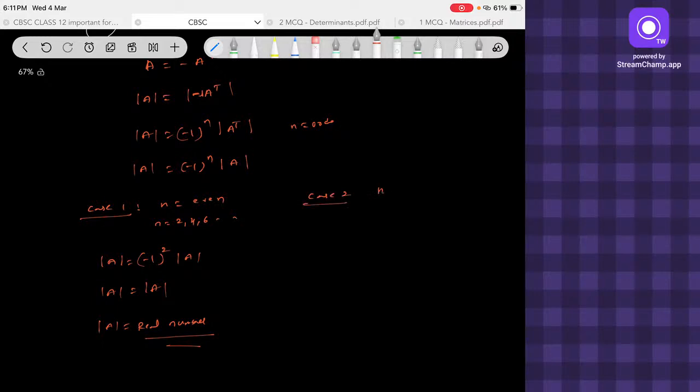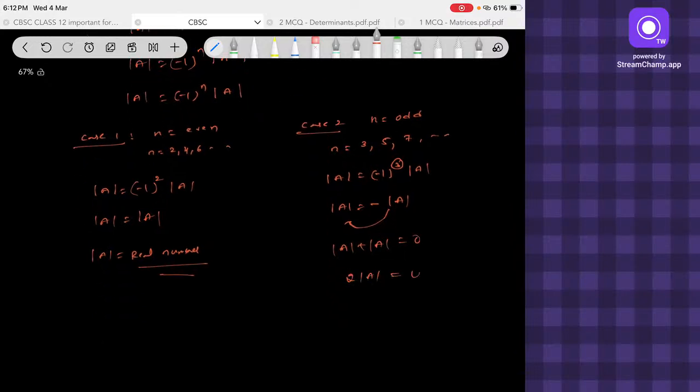Case 2, n is odd. The odd order may be 3, 5, 7 and so on. Determinant of A is equal to minus 1 power of 3, for example, times determinant of A. If you take any odd number here, you get minus determinant of A. That means determinant of A plus determinant of A is equal to 0. 2 times determinant of A is equal to 0. If you divide by 2, determinant of A is equal to 0.